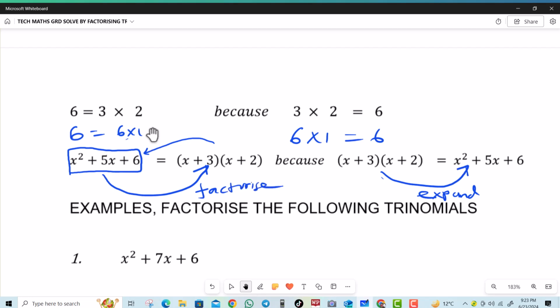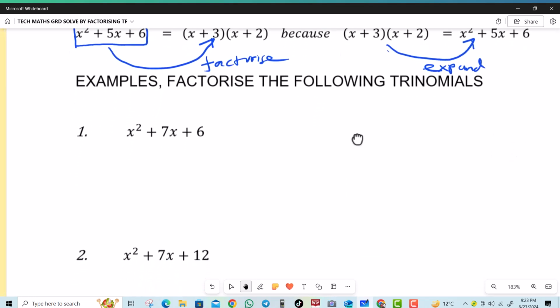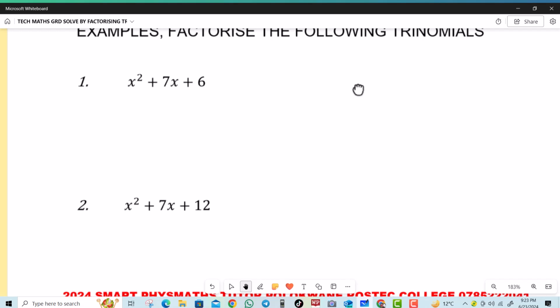All right. Now let us look at examples of how we can factorize trinomials. It's very easy, don't worry yourself. An example here is x squared plus 7x plus 6. Now because of the x squared here, it means we're going to have x times x next.